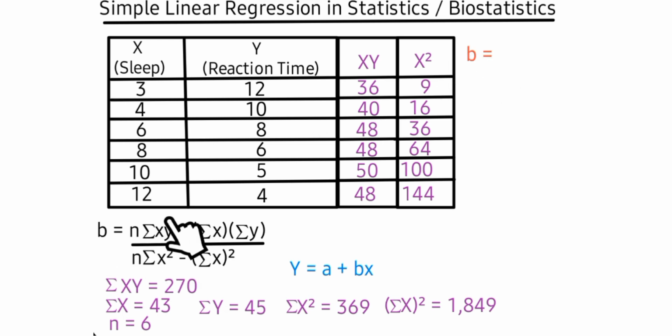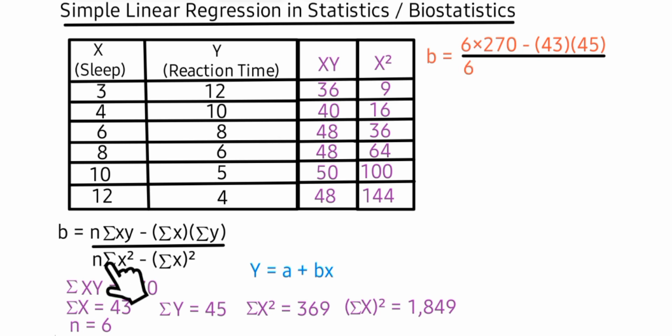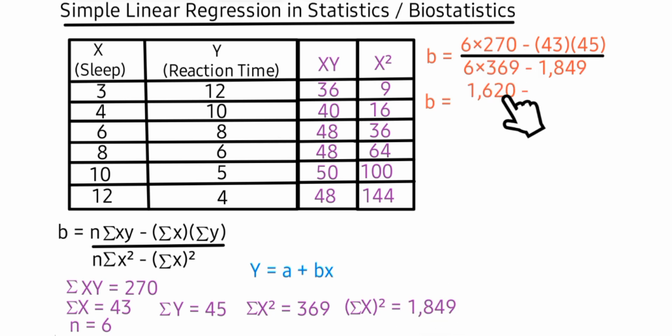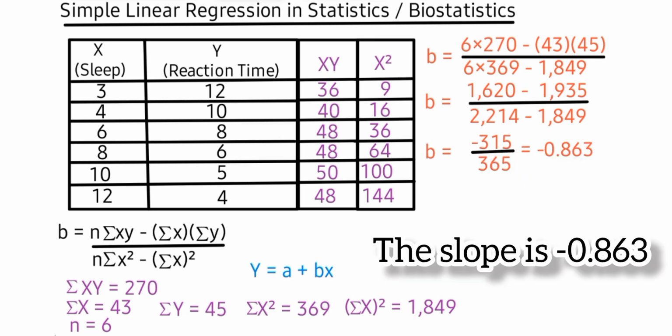b equals n, the n value is 6, times summation xy minus summation x times summation y, divided by n times summation x squared minus summation x all squared. 6 times 270, 1620, minus 43 times 45, divided by 6 times 369 minus 1849. 1620 minus 1935, and 2214 minus 1849: negative 315 divided by 365. Therefore, the slope or the regression coefficient is negative 0.863.